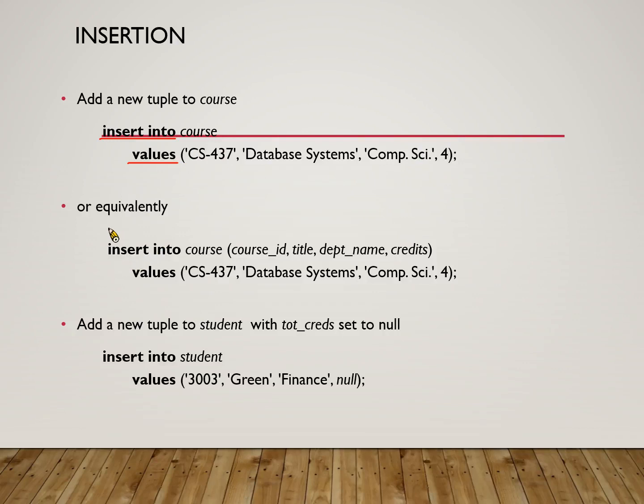We can also insert the data with this statement: insert into course, followed by the attributes we want to insert, and the values indicate the values corresponding to these attributes. And if we want to add a new tuple to student with total credits set to null, we can write a statement similar to the previous examples, but we have to indicate the attribute value as null.